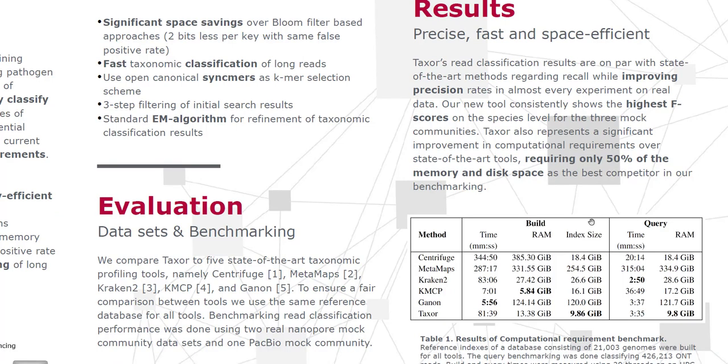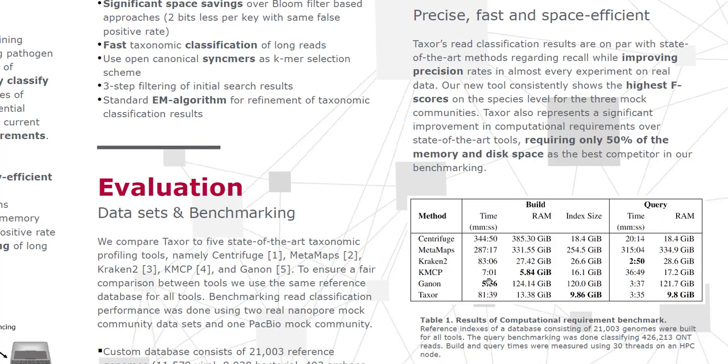So we did a benchmarking, first building the database and then querying the first Oxford Nanopore datasets against this reference database. And what we see is that Ganon is the fastest tool for building the custom database index, but it takes a lot of memory. Here 124 gigabytes. We see that Taxor is as fast as Kraken 2 when building the database, but needs just half of the memory as Kraken 2. And Taxor has by far the lowest index size of all the tools.